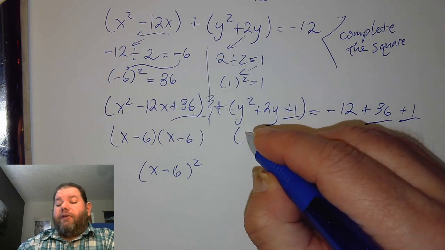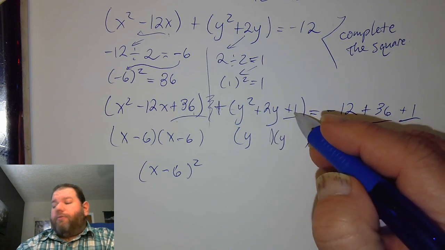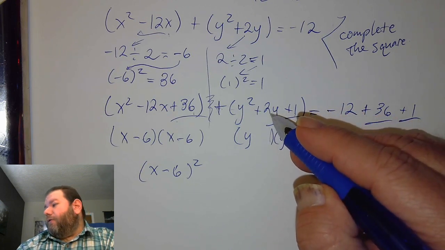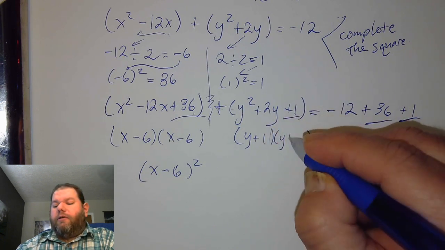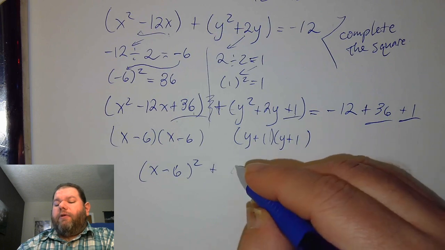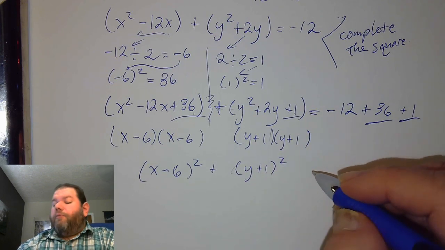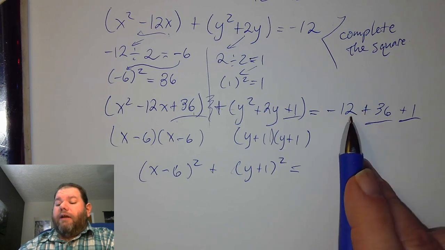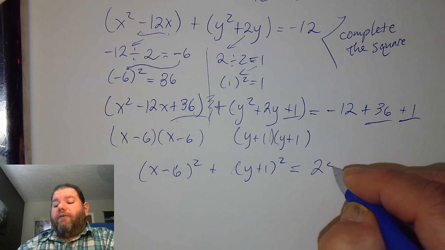A very similar situation happens on the other term. What multiplies to 1 and adds up to 2? Well, that's just 1 and 1. So we can write that as y plus 1 squared. Meanwhile, over on the right-hand side, we have negative 12 plus 36 plus 1, and that gives us 25.